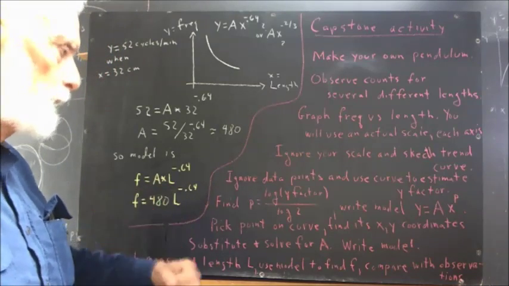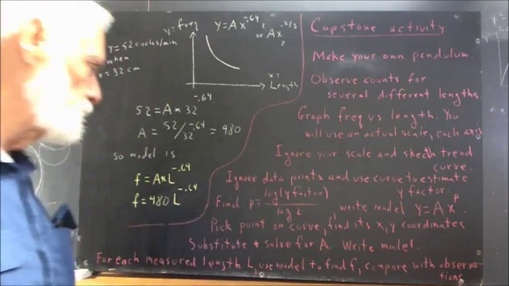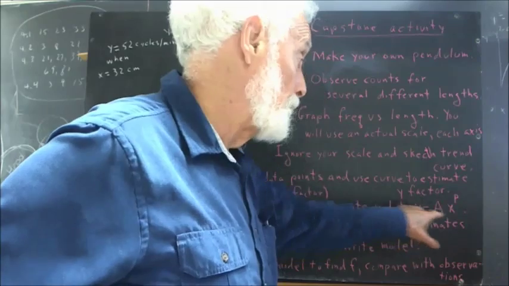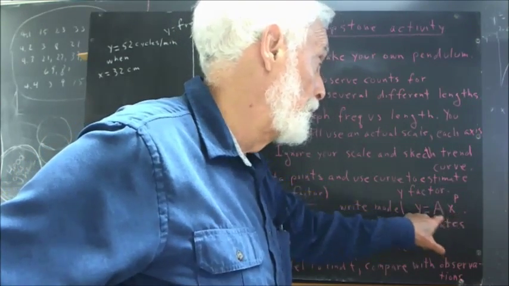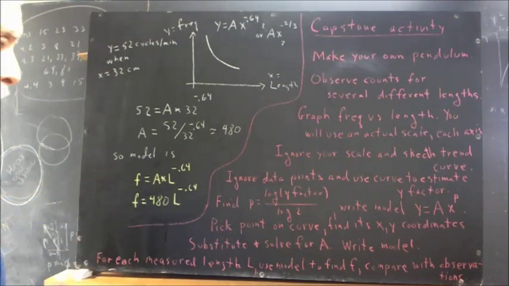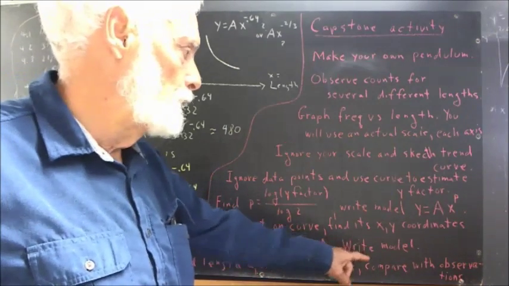Pick a point that you think is a solid point on the curve, find its X and Y coordinates, substitute those coordinates into this form, and solve for A. You're going to have P already. You're going to then have a Y and an X. You're going to be able to solve for A, just as we did over here. No mystery to the solution of that equation. Having solved for A, then you write your model.